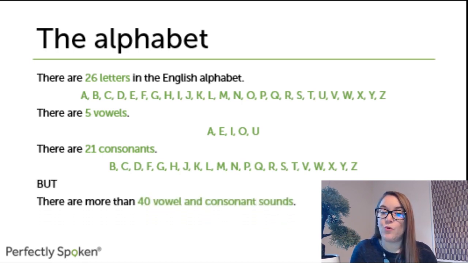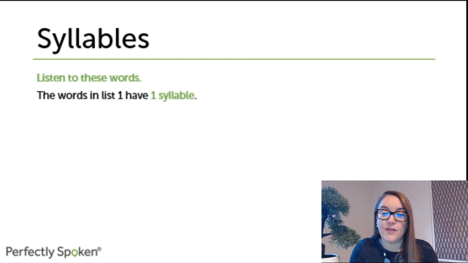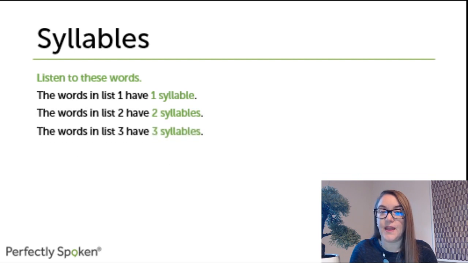But there are more than 40 vowel and consonant sounds. And this is what we're going to focus on. So I'd like you to listen to these words. The words in list 1 have 1 syllable. The words in list 2 have 2 syllables. And the words in list 3 have 3 syllables.